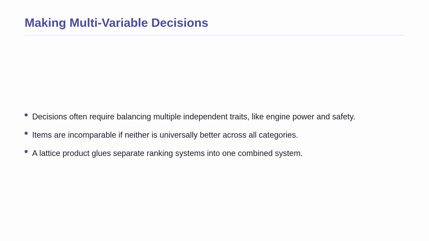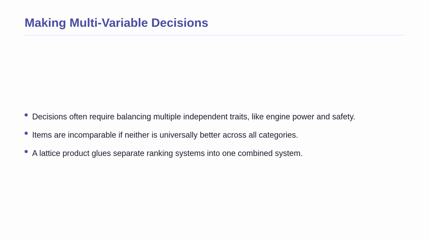Before we look at the math, let us understand why this concept matters. Imagine you are buying a car. You care about two things: engine power and safety rating. Car A is only strictly better than car B if it has both a better engine and a better safety rating. But what if car A is faster while car B is safer? In that case, they are incomparable.